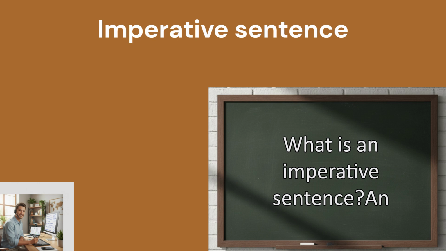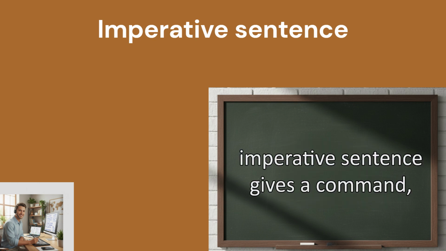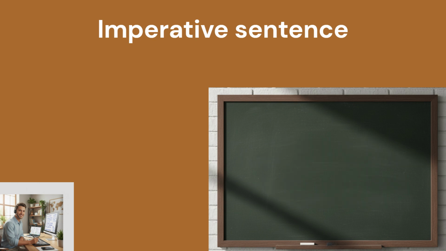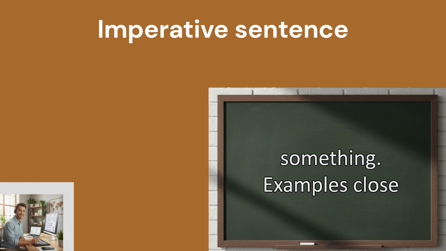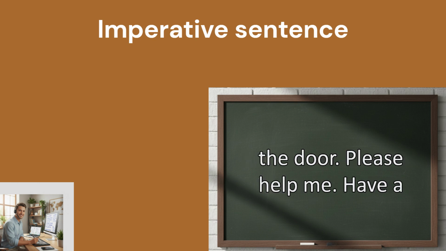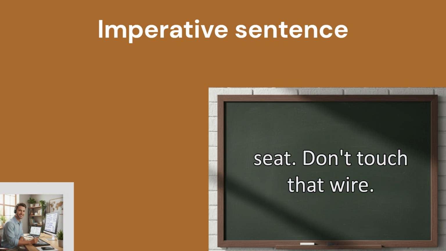What is an imperative sentence? An imperative sentence gives a command, request, instruction, advice, or direction. It tells someone to do or not to do something. Examples: close the door. Please help me. Have a seat. Don't touch that wire.